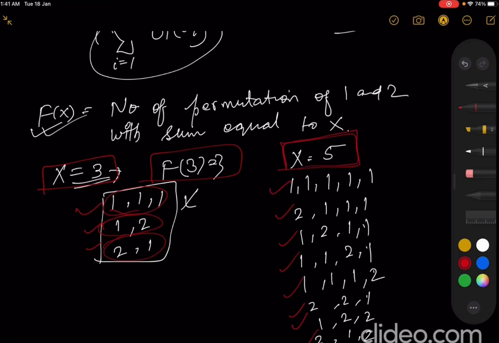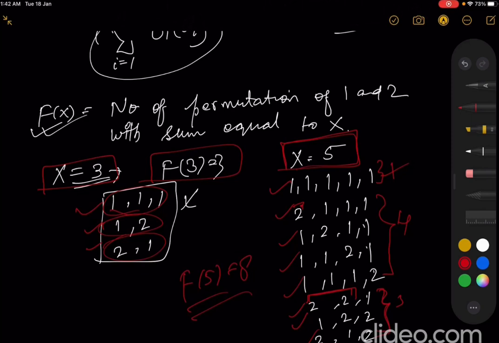Okay, so either all of them are ones, or there is one 2 and the rest 3 ones. You can just choose the position of placing this 2, and that will give you 4 permutations like this, all summing up to 5. And similarly you can fix 2 of them to be equal to 2 and the rest to be 1, and just permute in 3 ways. So you will get 3 permutations from here, 4 permutations from here, and 1 permutation from here. So that's why f of 5 will be equal to 8.